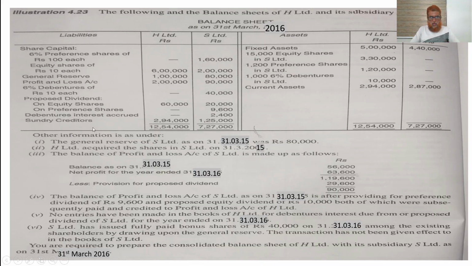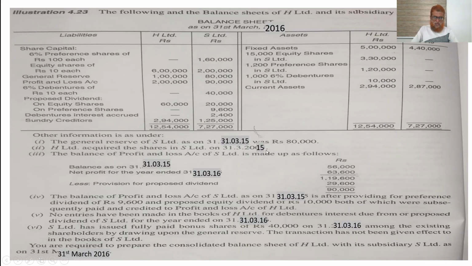Now we will look at the adjustments. The general reserve of S Limited as on 31/3/2015 was 80,000. Here 31/3/2015 means last year's end, that is the current year's beginning. So at the beginning of the year, you had general reserve of 80,000. H Limited acquired shares in S Limited. The holding company acquired shares in the subsidiary company on 31/3/2015.